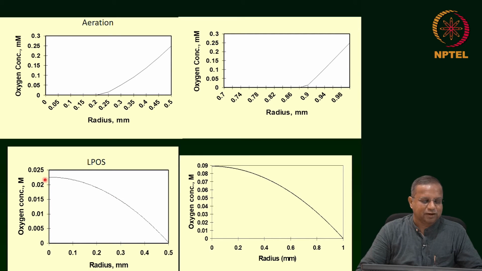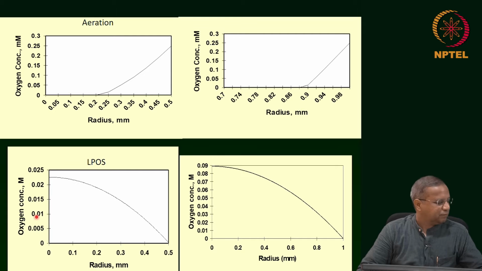Here you find that there is enough oxygen at the center point of the cell, whereas a huge region is devoid of oxygen when aeration was used. Okay. So, that way LPOS becomes very handy. Just the size of the pellets were different in these cases. So, this was what we saw in the previous paper.